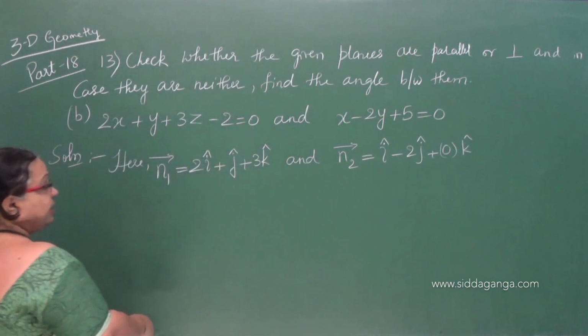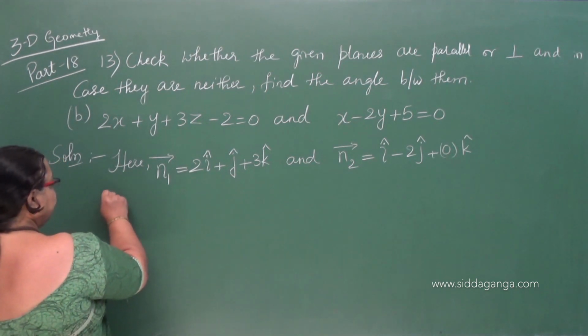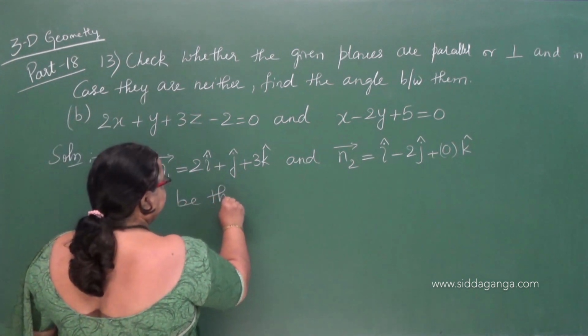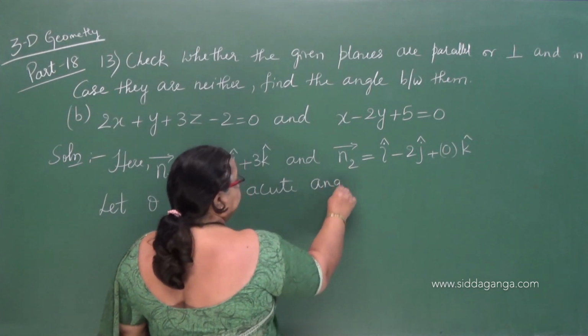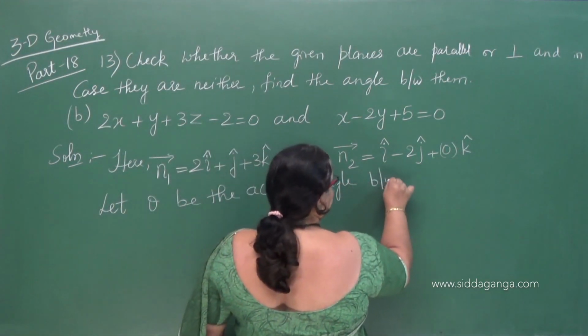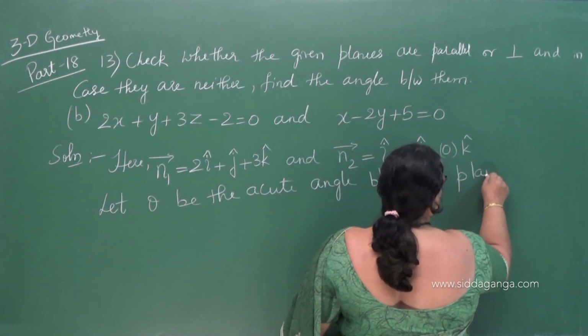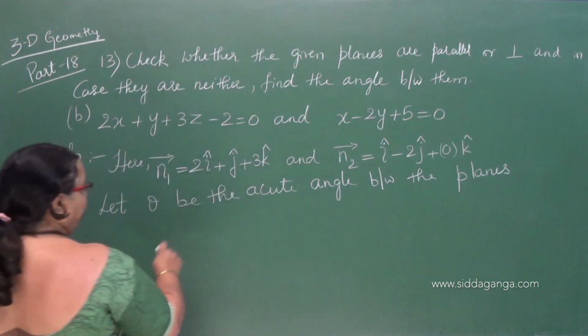So now let theta be the acute angle between the given planes. Between the planes means, while solving, we consider the normals.